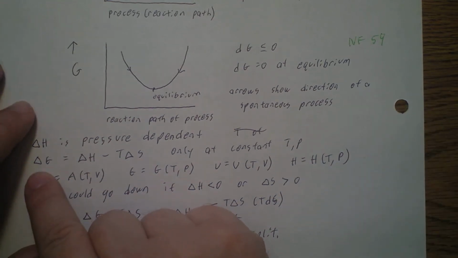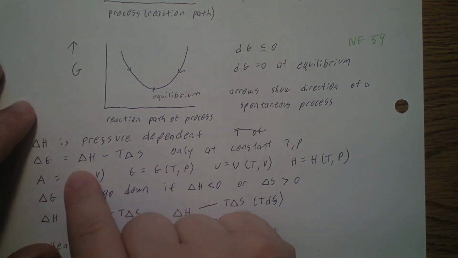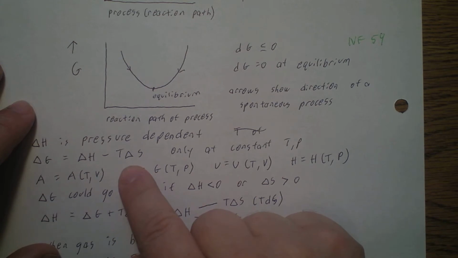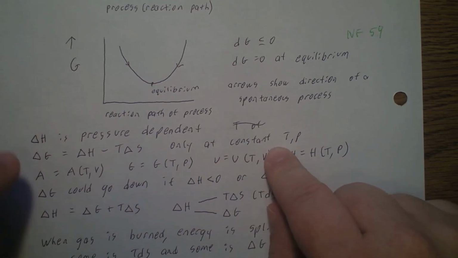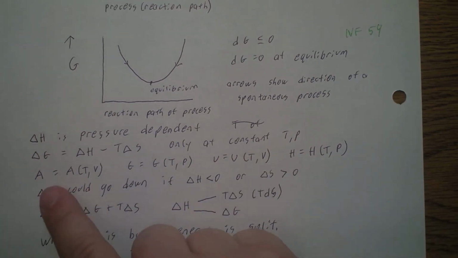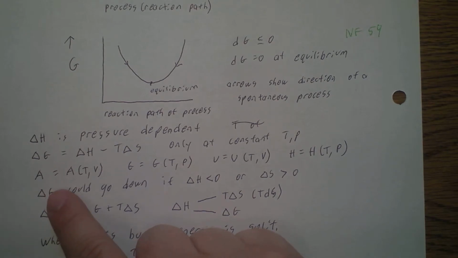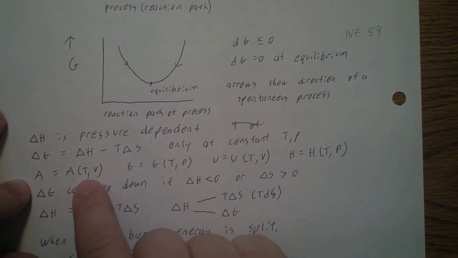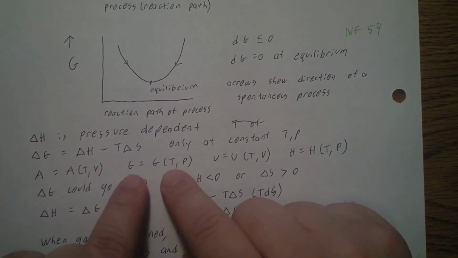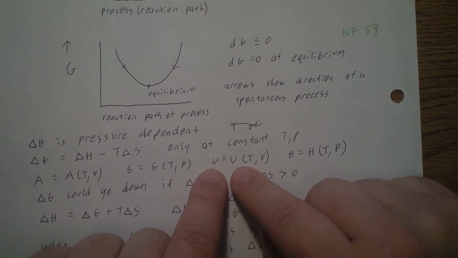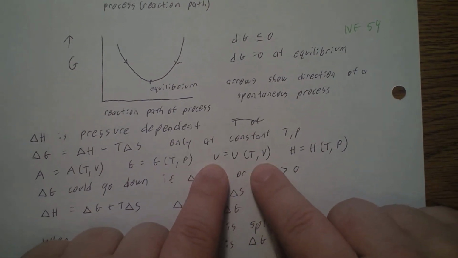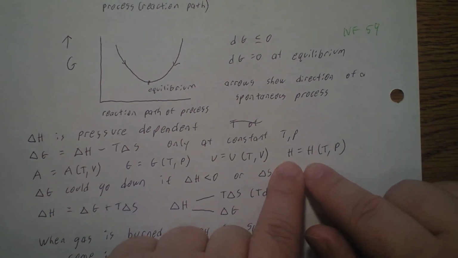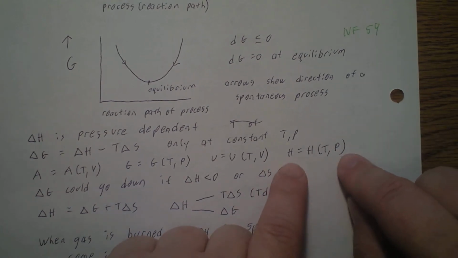Now, delta G, the change in Gibbs free energy, is equal to delta H minus T delta S, but only at constant temperature and pressure. Now, we can write these energy functions as functions of other state functions. For example, we write the Helmholtz function as a function of temperature and volume. We write the Gibbs free energy function as a function of temperature and pressure. We write the internal energy as a function of temperature and volume. And we write the enthalpy as a function of temperature and pressure.